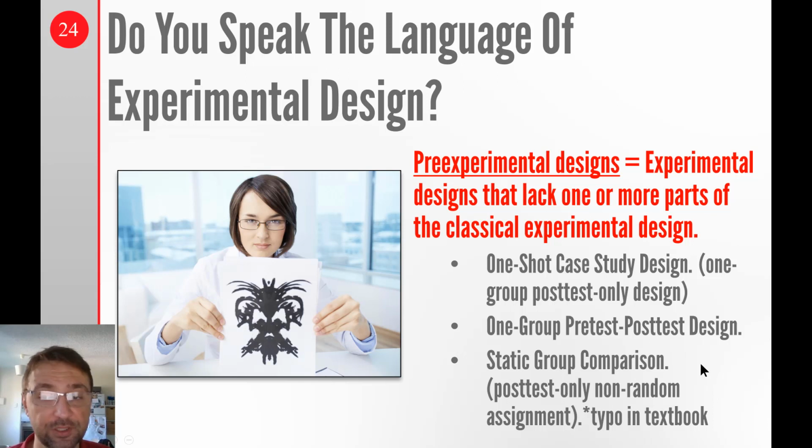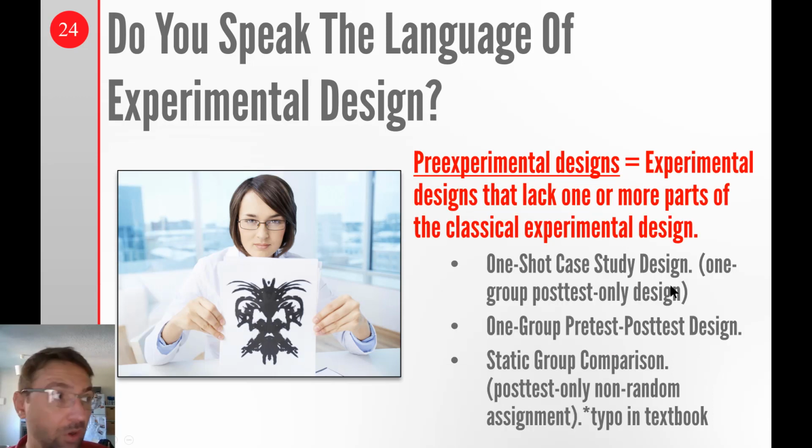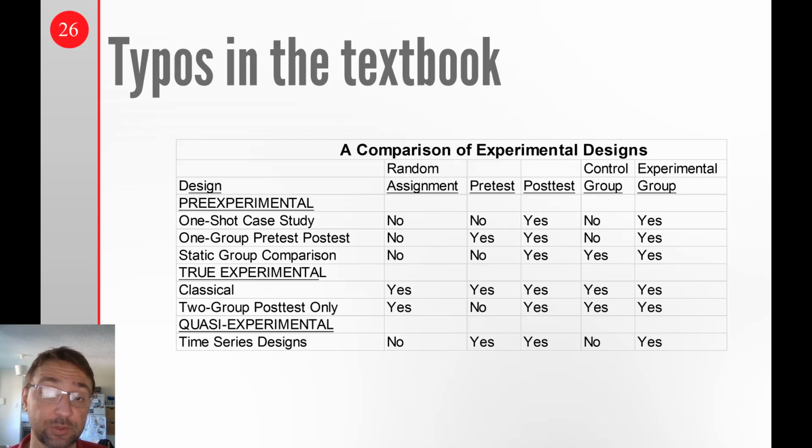One group, pre-test, post-test, very similar. Static group comparison. So this is basically where we compare two groups, but we don't randomly assign them. Quasi-experimental designs are very similar. The key thing that quasi-experimental designs are missing is the random assignment. So some of these pre-experimental designs are actually missing more than one comparison group, whereas with quasi-experimental design, we at least have multiple comparison groups, but we don't randomly assign. Quasi-experimental is used to refer to correlational research and almost all survey research, basically. That's the way psychologists will refer to it.